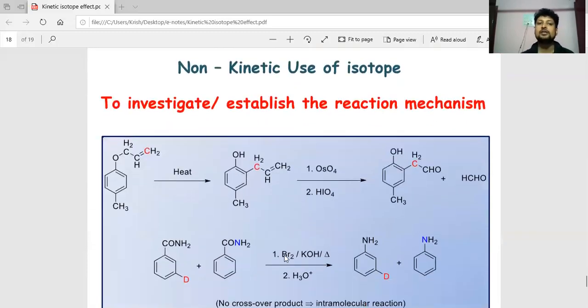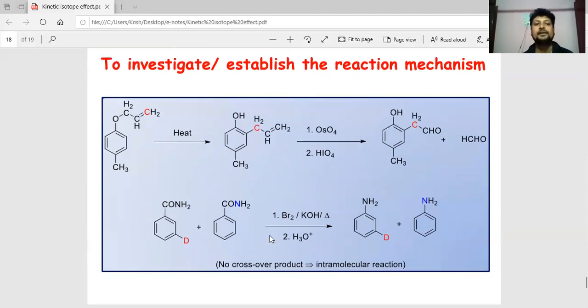Non-kinetic use, another use I have said, is to establish or investigate the reaction mechanism. Like say the first example is a Claisen rearrangement, right? In the Claisen rearrangement, have a look. I have specifically labeled one carbon red. That means say it is C-14. If you perform the Claisen reaction followed by oxidation, we will get an aldehyde.